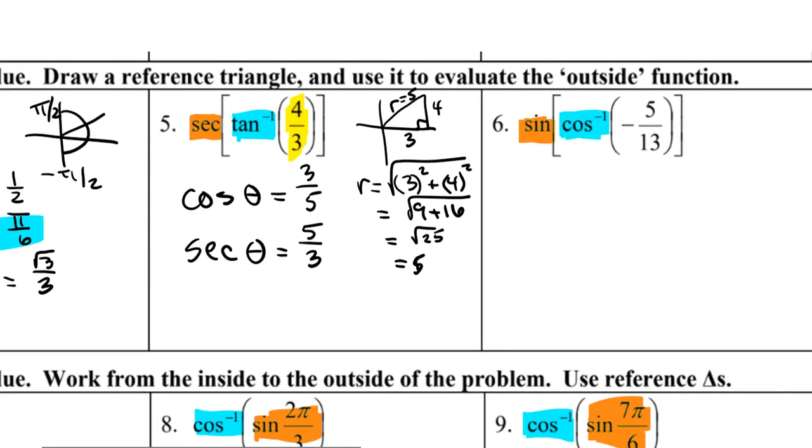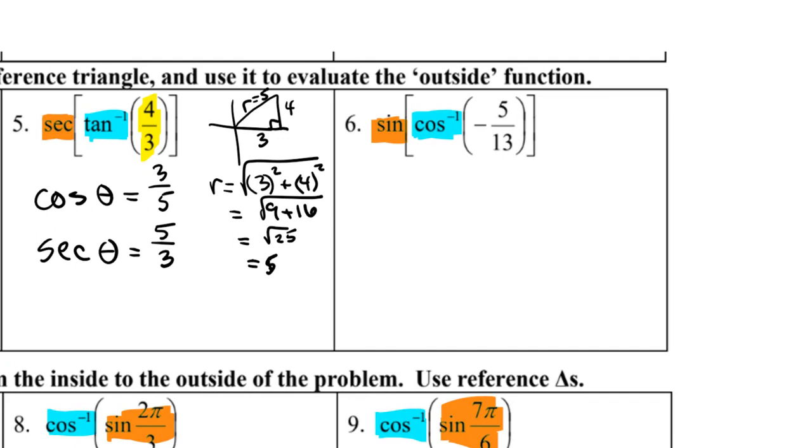Number 6, same thing, not something on the unit circle, but on the domain restriction for arc cosine. Remember here, we're up in quadrants 1 or 2. Now, the arc cosine is negative, which means cosine is the x-coordinate, so we've got to be in quadrant number 2. So I'm going to draw my reference triangle. Cosine is adjacent over hypotenuse, so 5 goes there, 13 goes there.